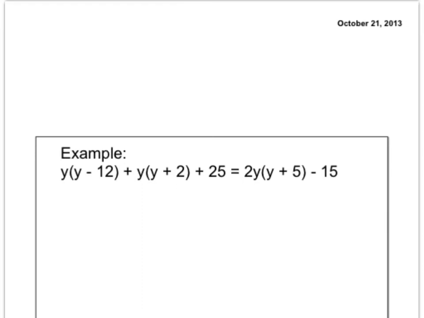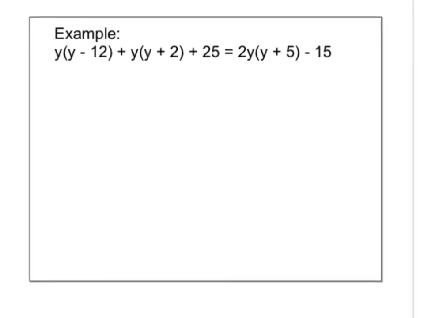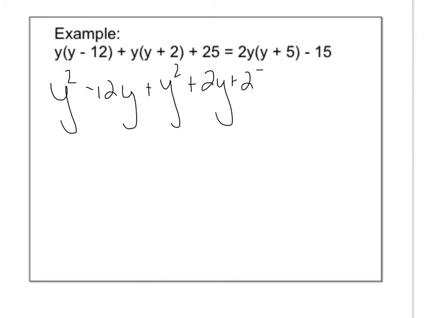Okay, here's another one. So if you'd like, you can always try this problem by yourself. You can pause the video and come back to it, or you can just listen to my explanation now. Alright, so first thing we're going to do, we're going to take y and multiply by y, you get y squared. Then y times negative 12y. Then you've got another y squared plus 2y plus 25, and then we're going to do the right hand side.